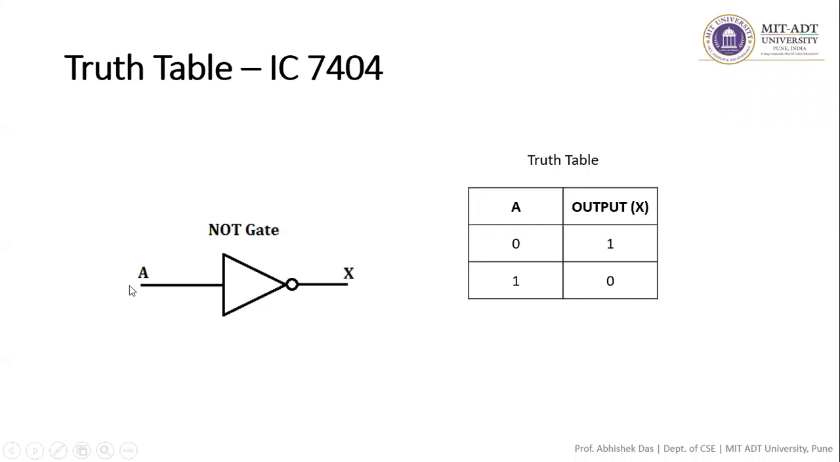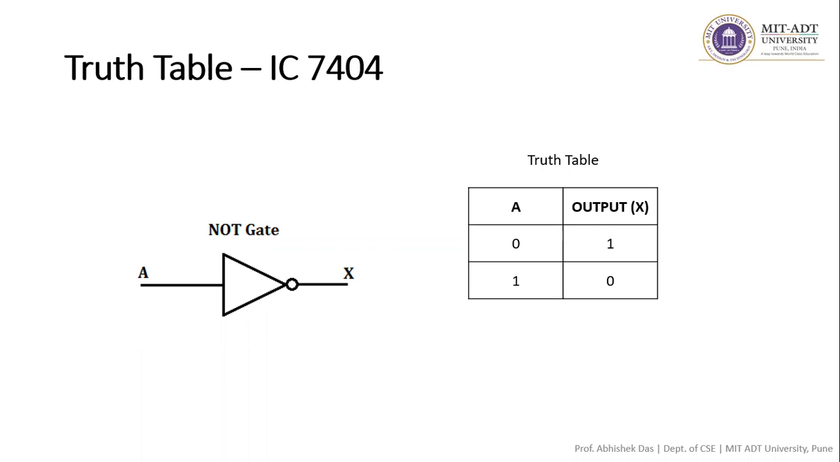So the NOT gate is actually a digital logic gate with one input, as you can see over here. A is the only input, and X is the output. The NOT gate is a digital logic gate with one input and one output, and it operates as an inverter. It performs the inverter operation on the input, which means that the output of the NOT gate is just the reverse of the input.